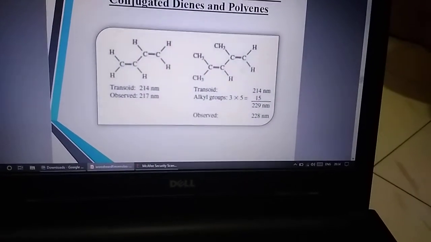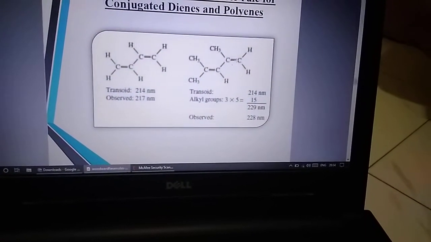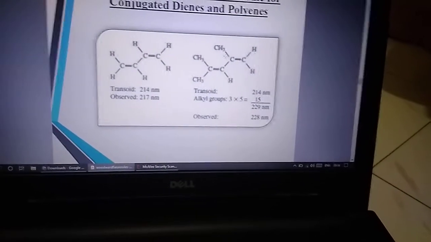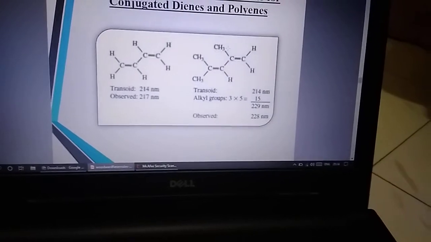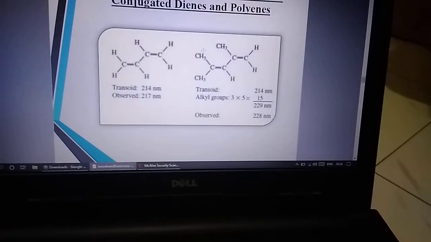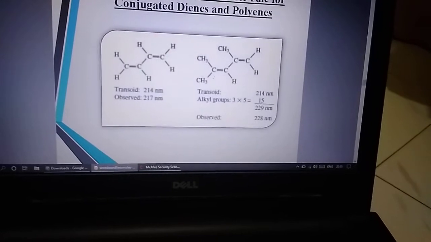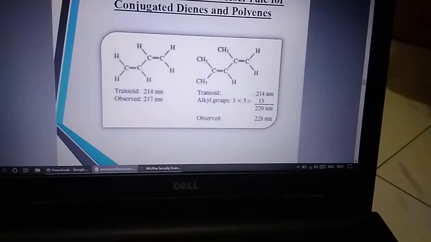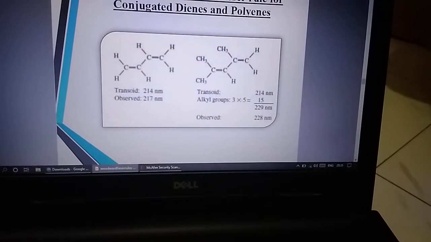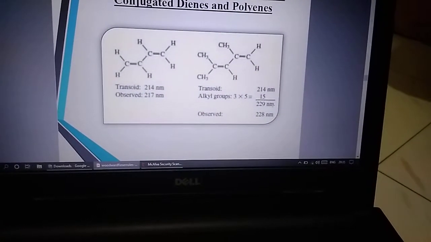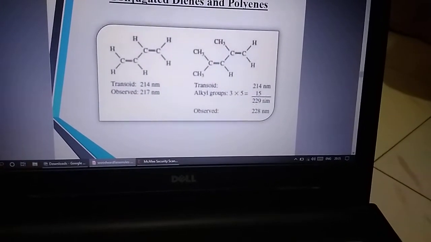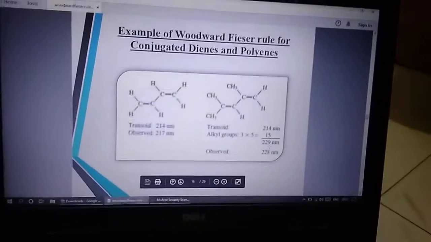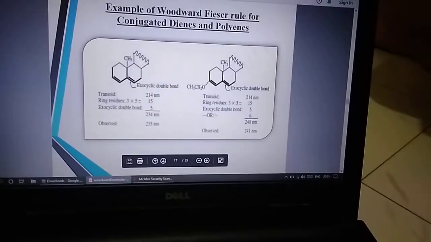The same in this case. Here you will observe this is an alternate double bond and it also has substituents. In total it has one CH3, another CH3 and another CH3. CH3s are alkyl groups, and all these alkyl groups also contribute to the lambda max. So the base value is 240 and the alkyl groups contribute 15. So the total is 229, according to the calculation. And what is the observed value? That is 228.